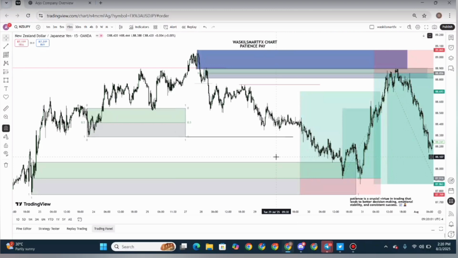But this is how I would do it if I was to trade another block. And this is how the concept of another block would make sense. Okay. So so far so good.